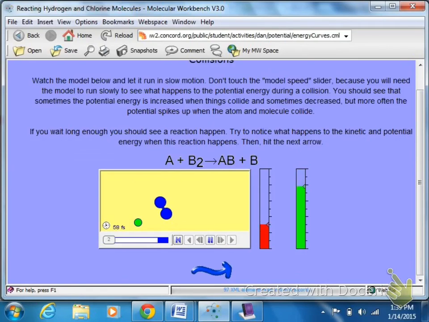And this is exciting, let me tell you. Doesn't get much more exciting than this. That anticipation. When will they collide? And if they collide, will they collide with enough energy to get over that activation energy? Nope. That one didn't work. Come on.